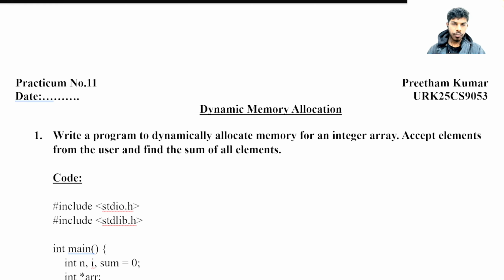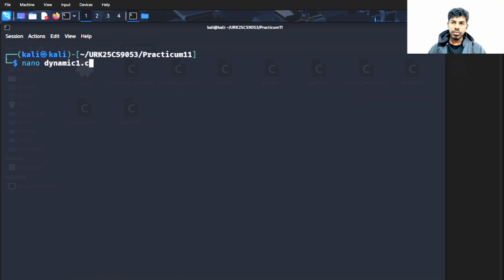Technology and Sciences. In this video, I am going to explain dynamic memory allocation in C, which is my practicum number 11 of operating systems. In this practicum, we will cover two programs. First one is dynamic allocation of an array and finding the sum. So program 1 is dynamic allocation plus sum.